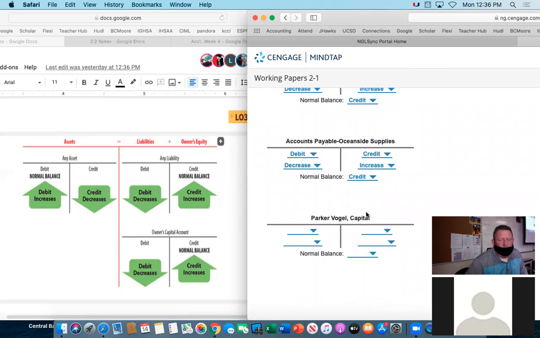And Parker Vogel capital, debits are always on the left, credits are always on the right. On the capital, we decrease on the debit side, we increase on the credit side. The normal balance is the credit side because it's the side that increases. So far we have assets, the normal balance is a debit, and then accounts payable is on the other side, normal balance is a credit. Capital's normal balance is a credit. We'll break up capital into a bunch of different accounts later on. Any questions with that at all? Okay.